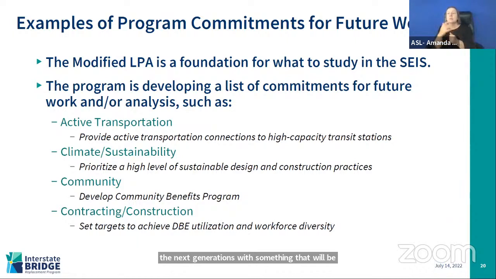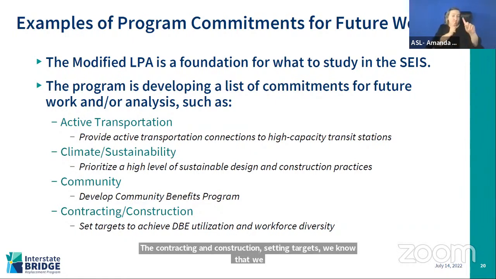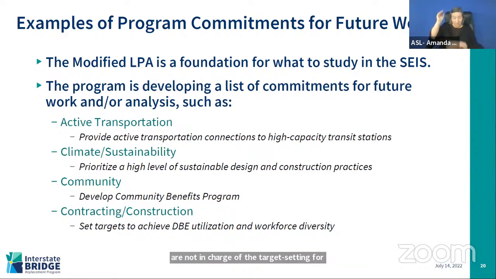We also heard that they want to develop a community benefits program. So we are in the initial stages of having that conversation. The contracting and construction, setting targets. We know that we are not in charge of the target setting for DBE utilization. That is a federal process, but we will be able to have impact in groups such as CAG and EAG, who will be able to make their comments heard in that process. So next slide, please.